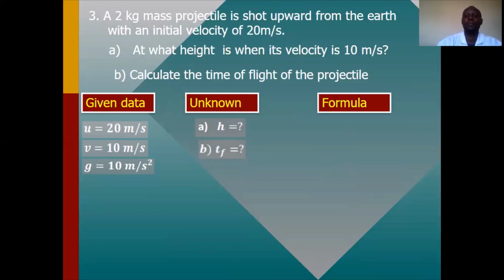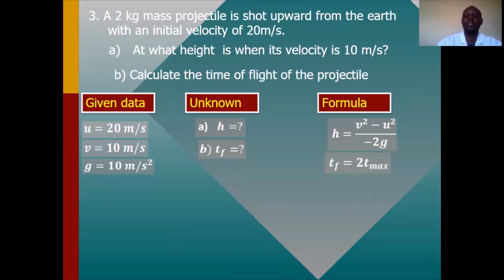The formula, we are always going to use the kinematics equation. The h is equal to the final speed squared minus the initial speed squared, divided by minus 2g. Remember, for the upward motion, the acceleration g is negative. That's why here we have minus 2g.